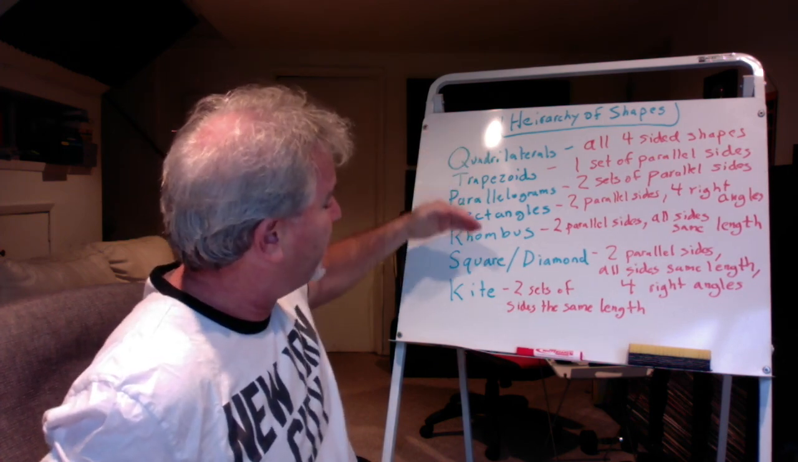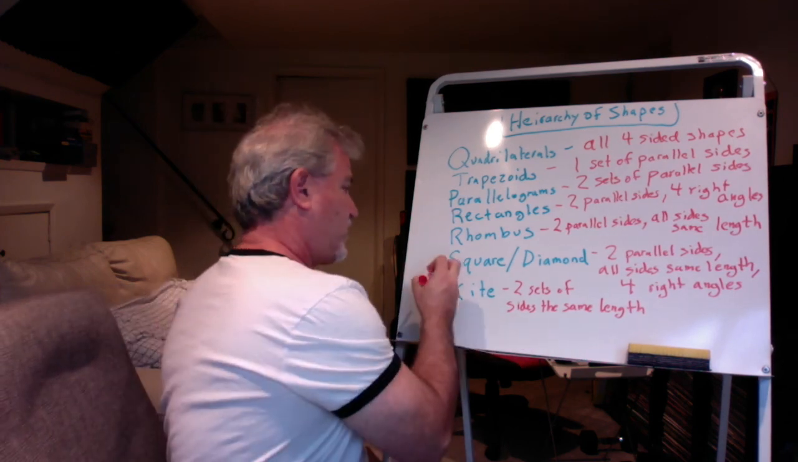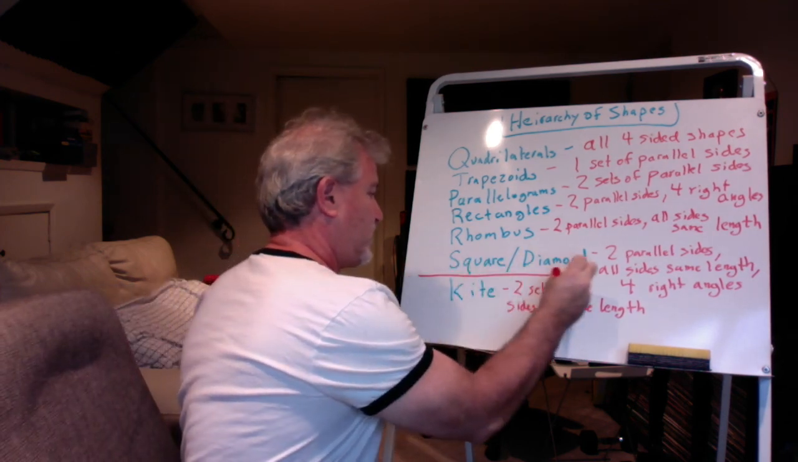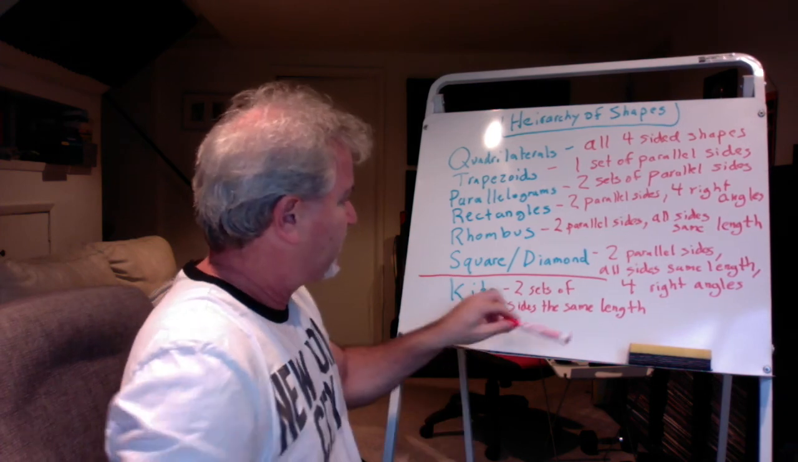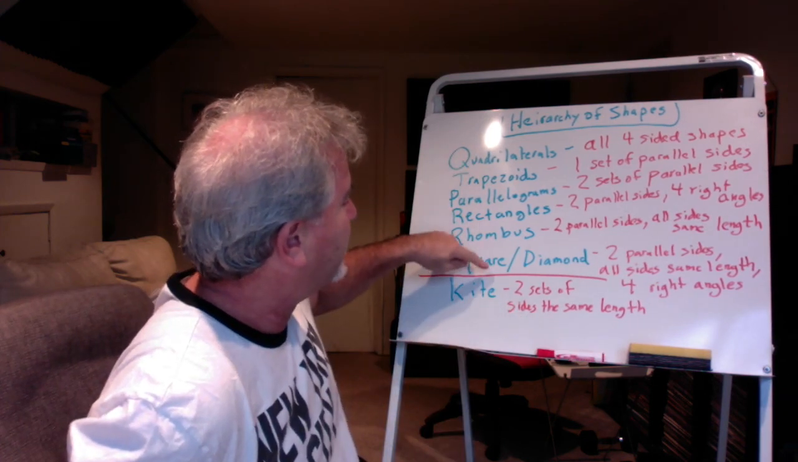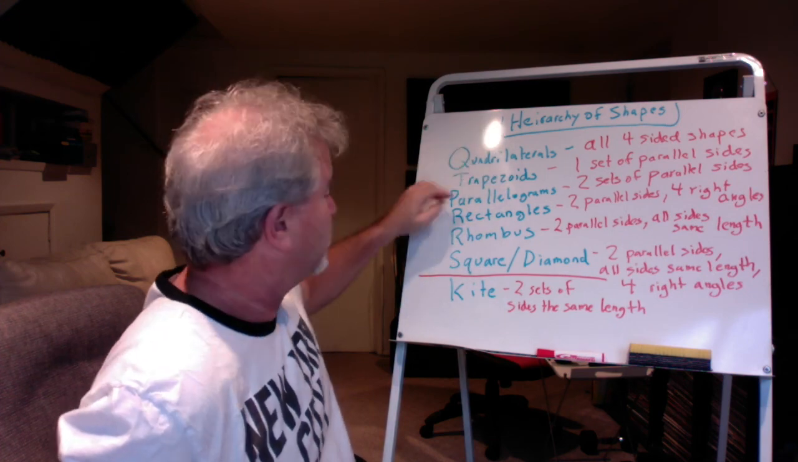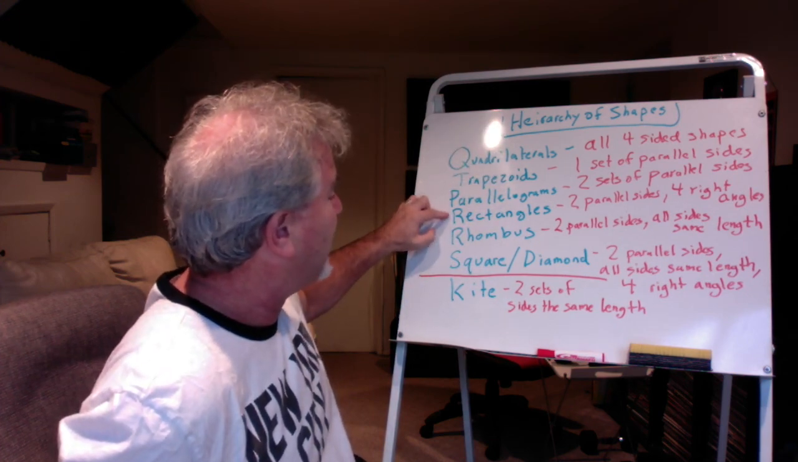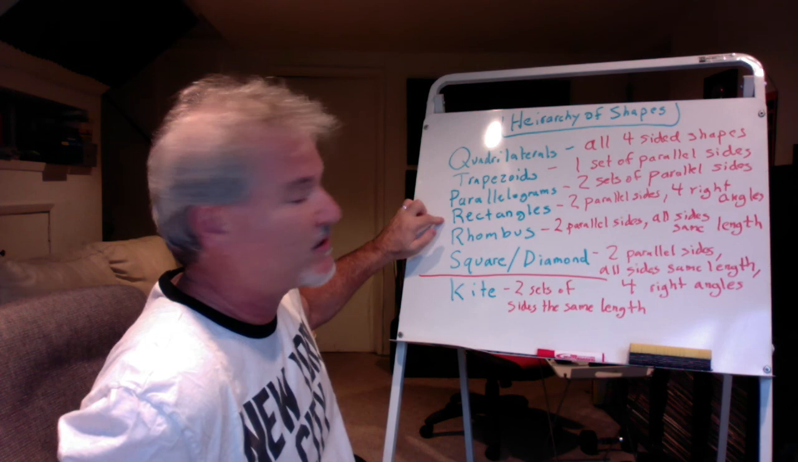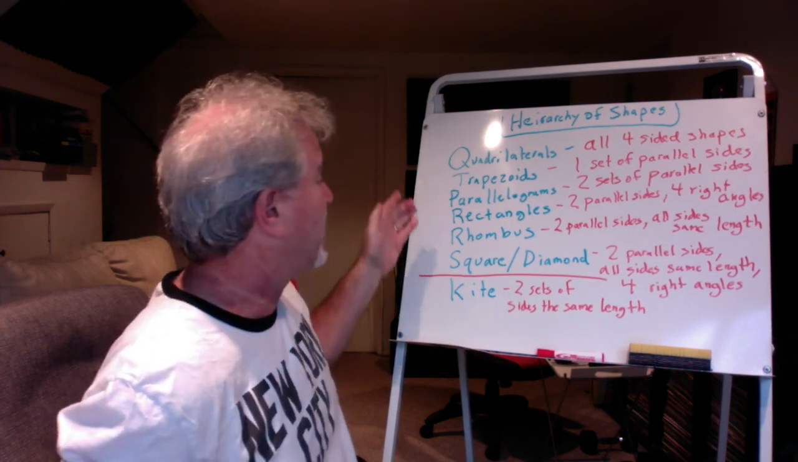So each one of these, except for the kite, we're going to kind of do this here. Each one of these shapes is the shape below it, but you can't go backwards. So in other words, a rectangle is a rhombus, but a rhombus is not a rectangle. All right, so let's continue.